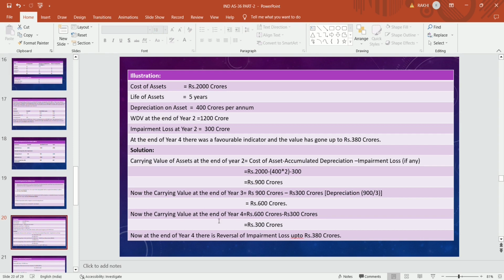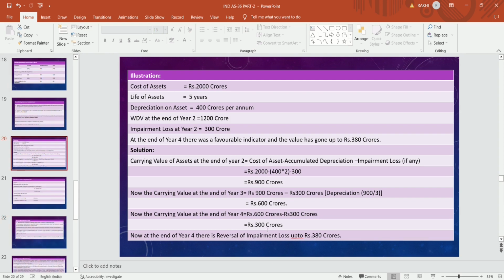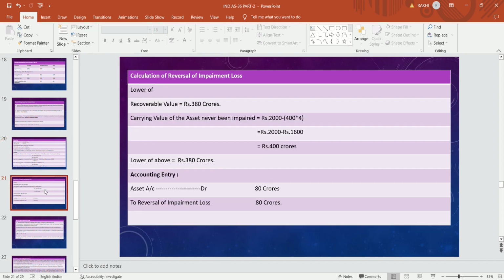The carrying value is 300 crores and the recoverable amount is 380 crores. As the recoverable amount is more than the carrying value, there is no impairment. At the end of year 4, the carrying value is 400 crores and the recoverable amount is 380 crores. Calculate the reversal of impairment loss. At the end of year 4, there is a reversal because the recoverable amount is more than the carrying amount.